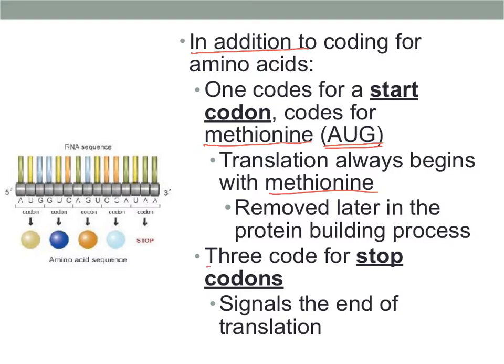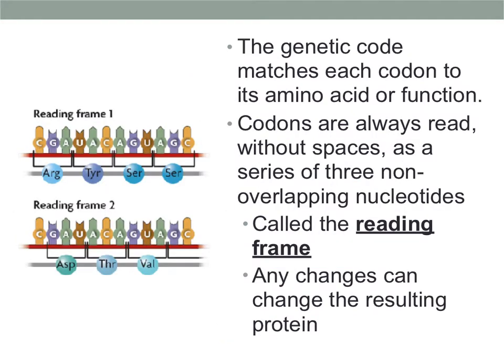There are also 3 other codons that code for stop codons, which signal the end of translation. So a stop codon does exactly what it says it is. It stops translating the messenger RNA. The genetic code matches each codon on the messenger RNA to its specific amino acid that it codes for, or the function. Now remember, these functions would be either start or stop. Remember, there's 1 start codon and there are 3 stop codons.